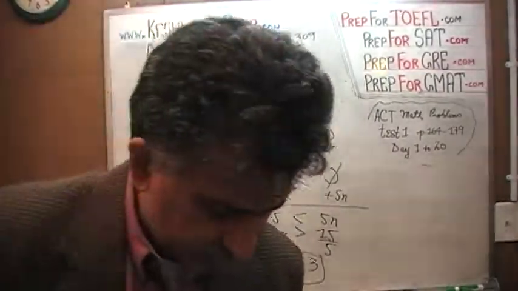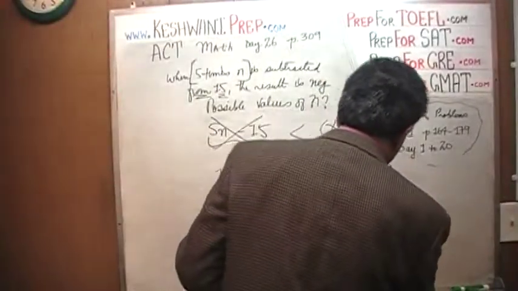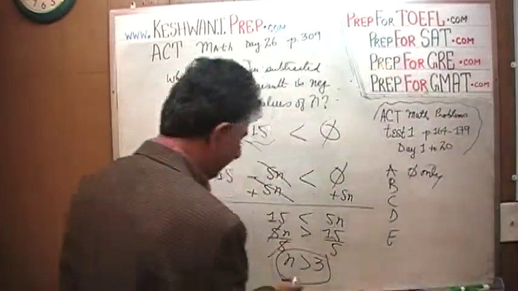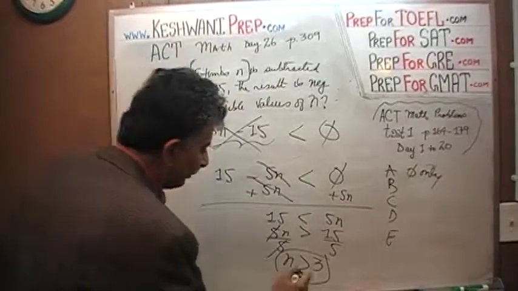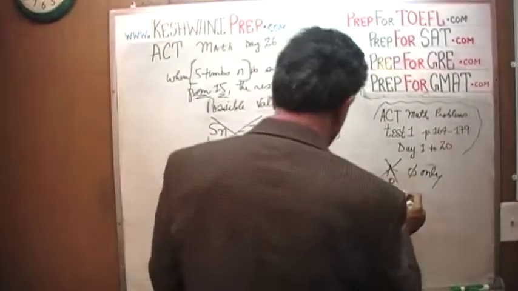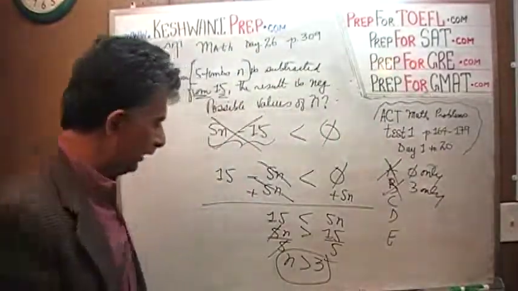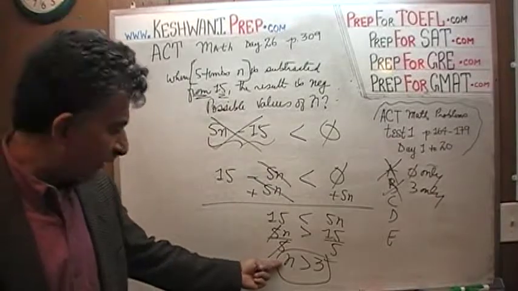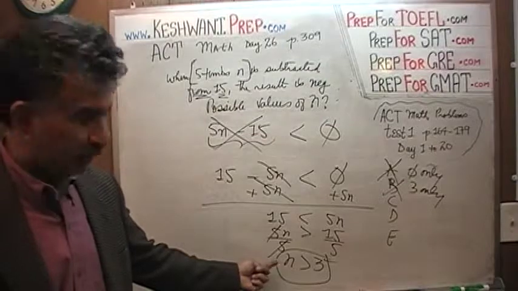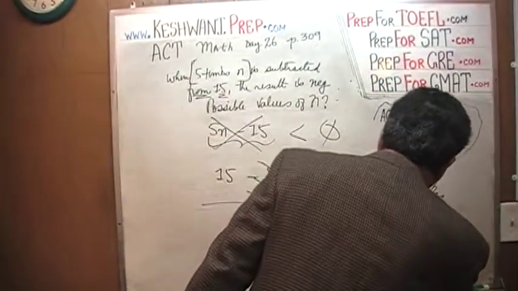And among the answer choices given to us, A, B, C, D, and E, E says 0 only. That's wrong, obviously. Any value more than 3 will do. The next one says 3 only. That's nonsense. As a matter of fact, 3 is not even allowed. It has to be more than 3. 10 only is another nonsensical answer.